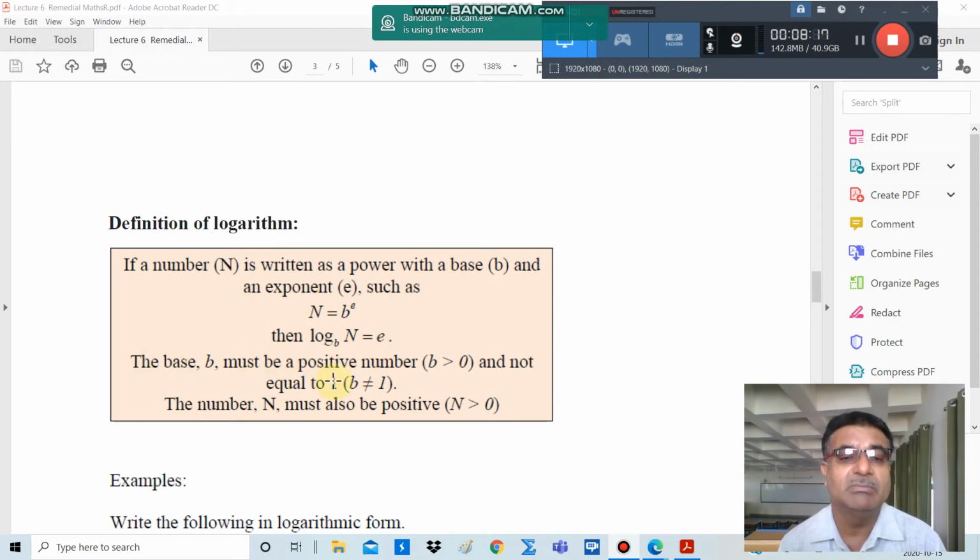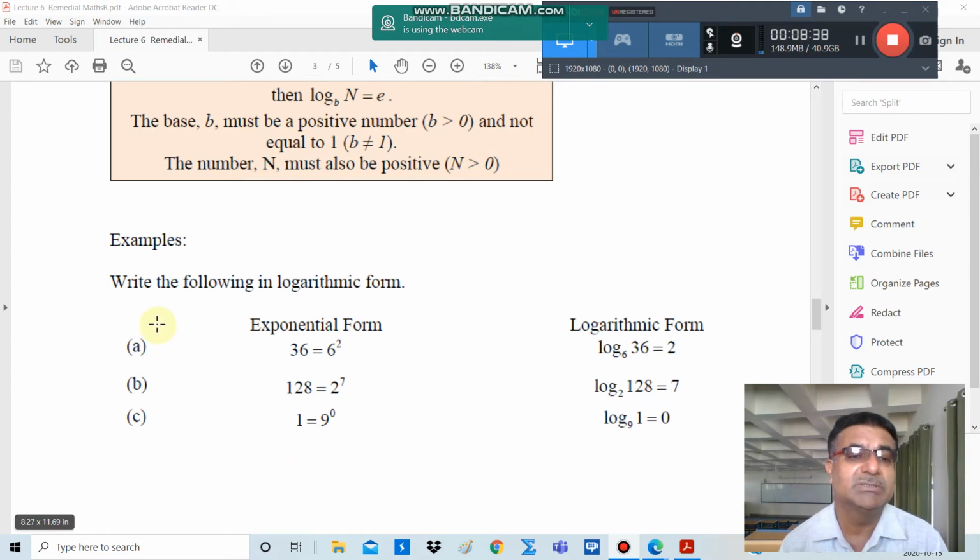The base b must be a positive number, that is b greater than 0. This is the condition for the existence of the logarithm, and b is not equal to 1, that is b will not be 1. Remember always this condition. The number n must also be positive, that is greater than 0.